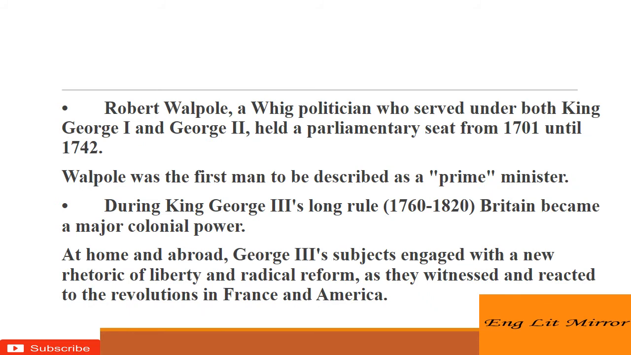Robert Walpole, a Whig politician who served under both King George I and George II, held a parliamentary seat from 1701 until 1742. Walpole was the first man to be described as a prime minister. During King George III's long rule, 1760 to 1820, Britain became a major colonial power. At home and abroad, George III's subjects engaged with a new rhetoric of liberty and radical reform as they witnessed and reacted to the revolutions in France and America.